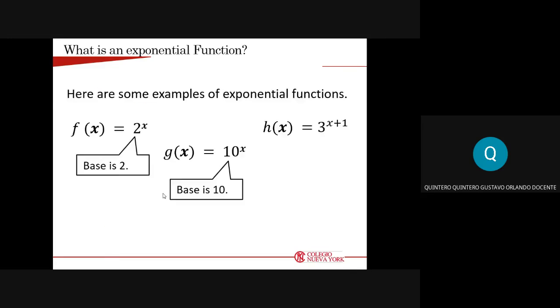Let's take a look at our functions again. Anybody wants to change their answer? What is the function that increases the fastest?